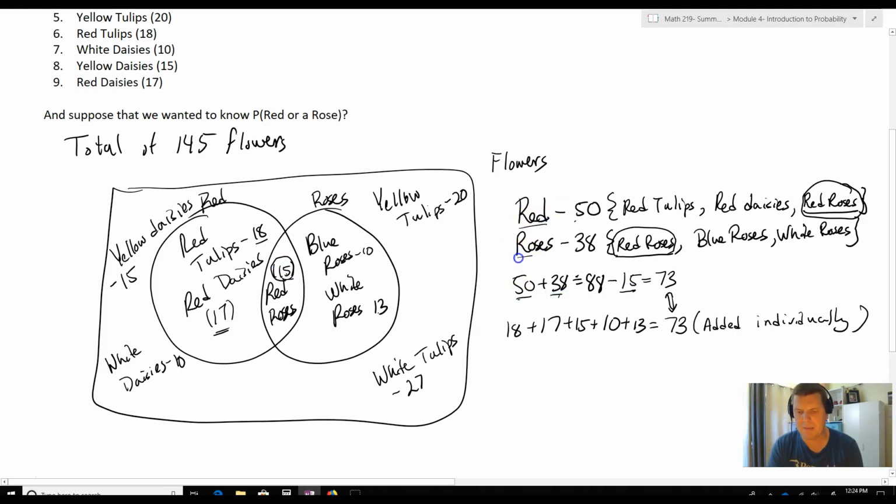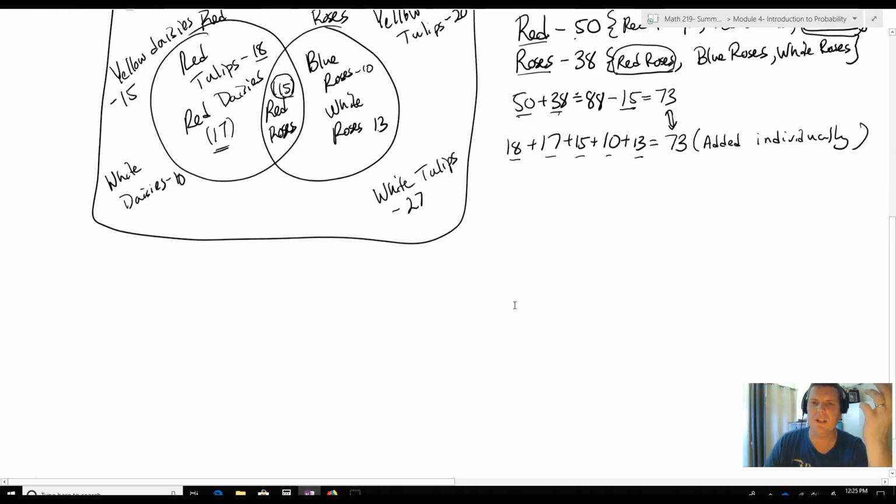The reason why we get that difference in those two numbers, why the 50 plus the 38, that's my red plus my roses, is different from adding up all of the individual groups together, is because what we have here is a double counting. We've counted the red roses twice. We counted them in the red group and we counted them in the rose group, okay? And so that thought that we're going to be double counting becomes a really important fact when we're doing additions of probabilities, okay? So let's actually take a look at this.